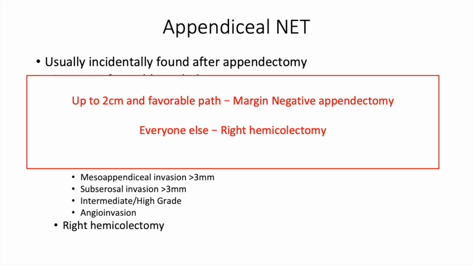So the take home: up to 2 centimeters in favorable path, all you need is a margin negative appendectomy. Everybody else needs a right hemicolectomy. And again, we talked about those things that are considered not favorable on the pathology report.